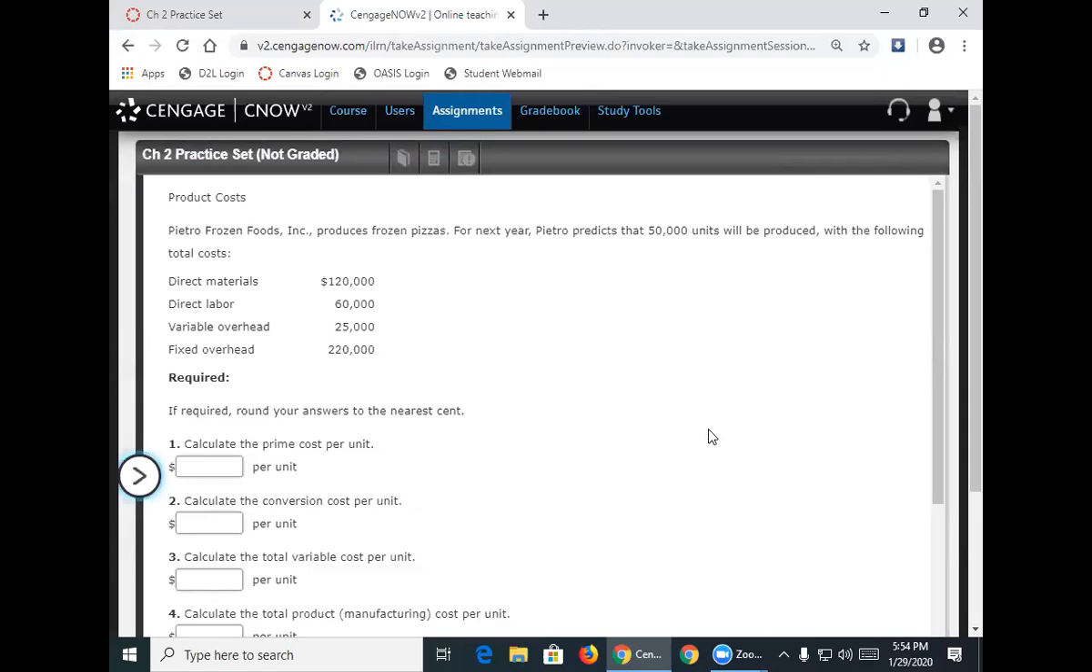Well, what 2 costs make up prime costs? Direct materials. Very good. Direct materials and direct labor. They want it per unit, so what do I need to do to calculate that? Divide it. Yeah, exactly. We have total costs here, so I can add those 2 together, right? 120 plus 60. So my full prime costs are 180,000, and we predict 50,000 units. So we just divide. What is my prime cost per unit? $3.60. Very good.